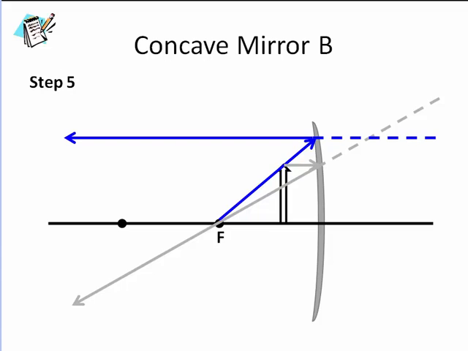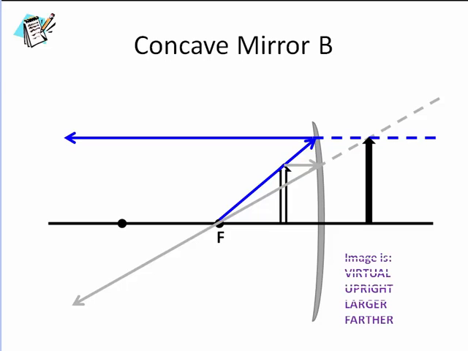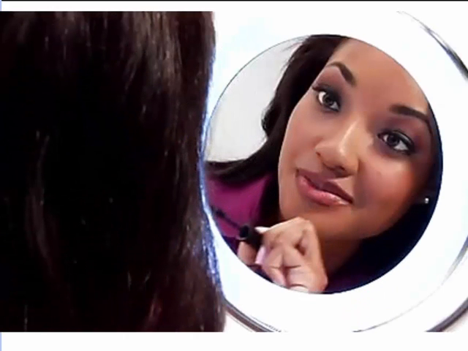Because real light is not behind the mirror like this, we're going to consider the image that we're drawing to be a virtual image. So our virtual image is upright, it's larger than the object was, and it's farther from the mirror than the object was. This is how makeup mirrors work. When you're very close to the mirror, you get an enlarged, upright image of your face.